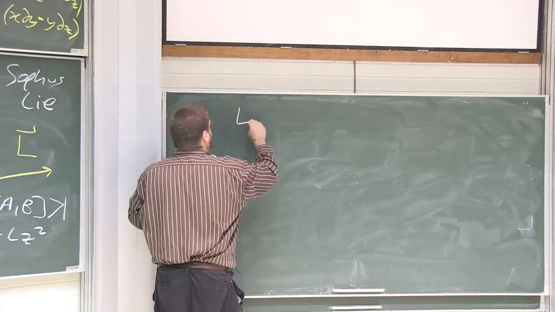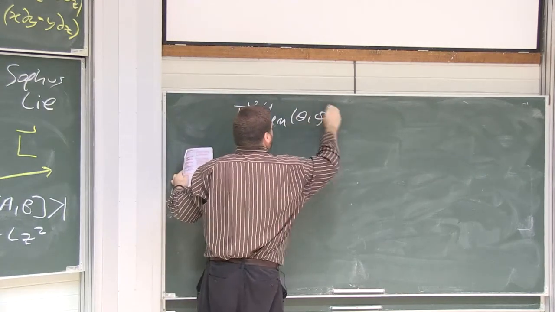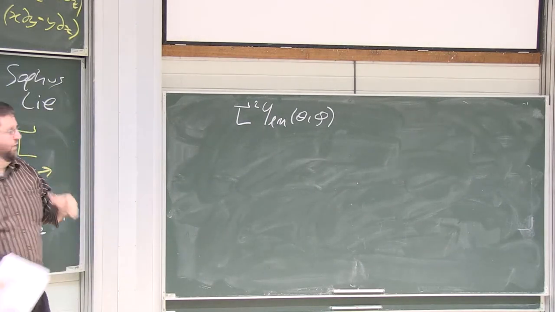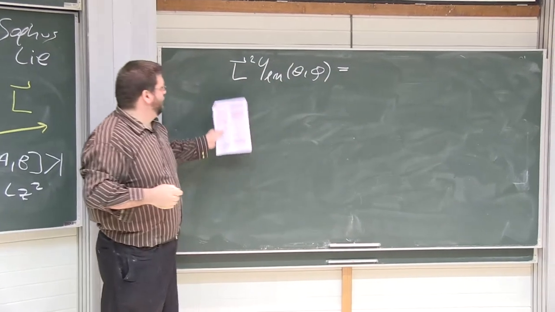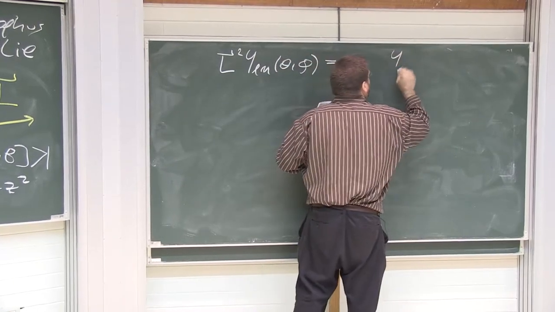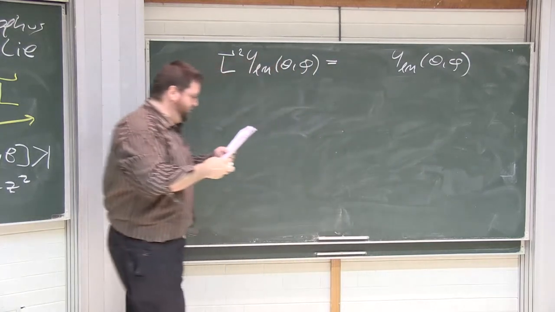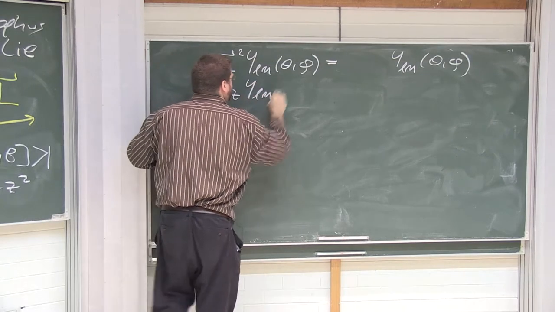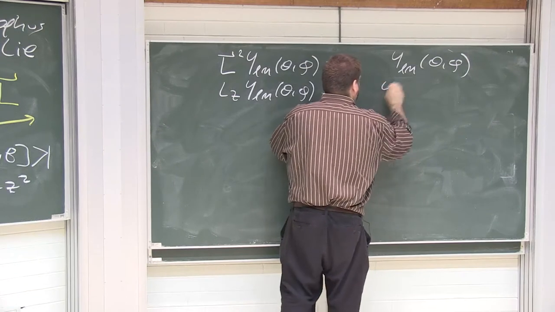So let's do it again. L squared will act on the spherical harmonic. And these integers, these numbers L and M, are going to label the spherical harmonic, and I'll talk about that soon. These things are going to be an eigenfunction of L squared. L squared will act on this to give some eigenvalue times Y back again. There's some eigenvalue I need to put there, and I'll do that in a moment. But it's also going to be an eigenfunction of Lz, some eigenvalue times the spherical harmonic back again.